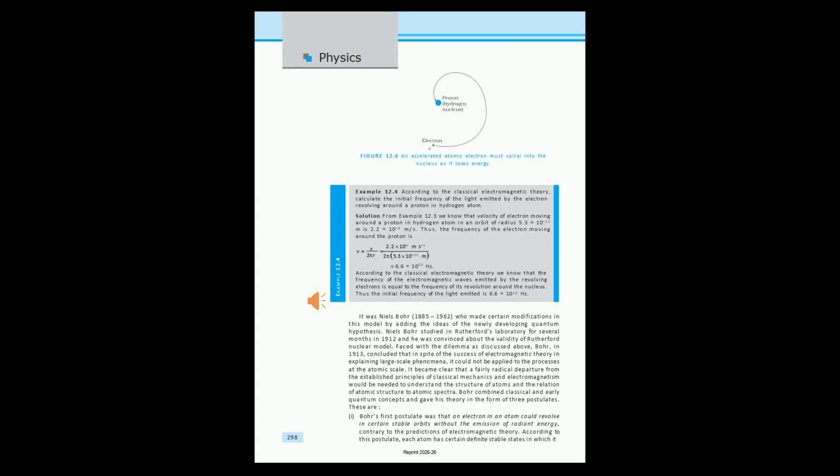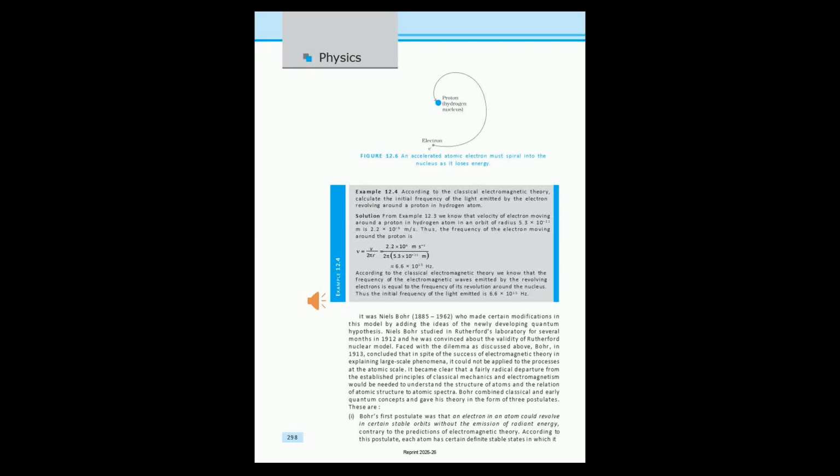Faced with the dilemma as discussed above, Bohr, in 1913, concluded that in spite of the success of electromagnetic theory in explaining large-scale phenomena, it could not be applied to the processes at the atomic scale. It became clear that a fairly radical departure from the established principles of classical mechanics and electromagnetism would be needed to understand the structure of atoms and the relation of atomic structure to atomic spectra.